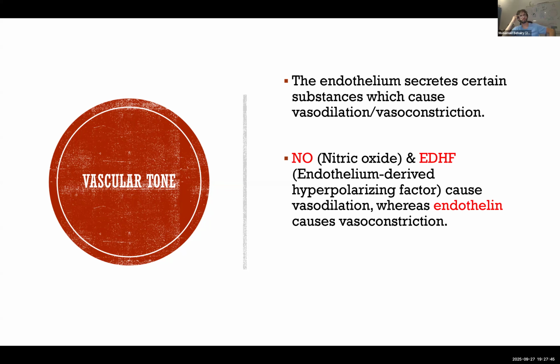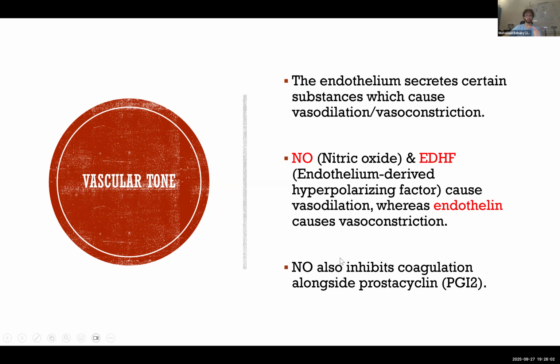When the endothelium decides it wants to dilate, it's going to release nitric oxide or EDHF, which is endothelium-derived hyperpolarizing factor. If it wants to vasoconstrict, then it will release endothelin. These molecules are what will regulate the vascular tone. We will come back to this later, but nitric oxide not only does vasodilation, but it also inhibits coagulation with prostacyclin. We will go back to these later.